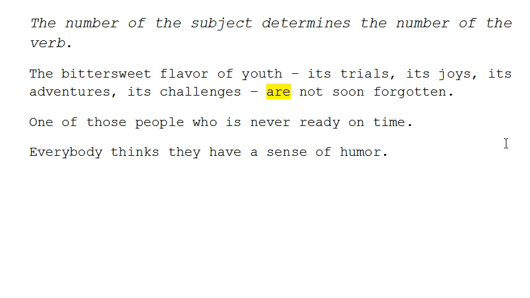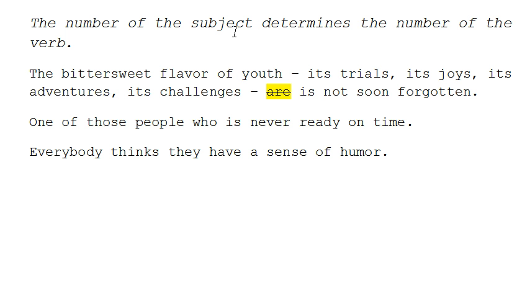By writing the bittersweet flavor of youth are not forgotten, we're confusing the number of the subject and the number of the verb. They should both be singular. The way to correct this would be to cross out are and to add is not forgotten.